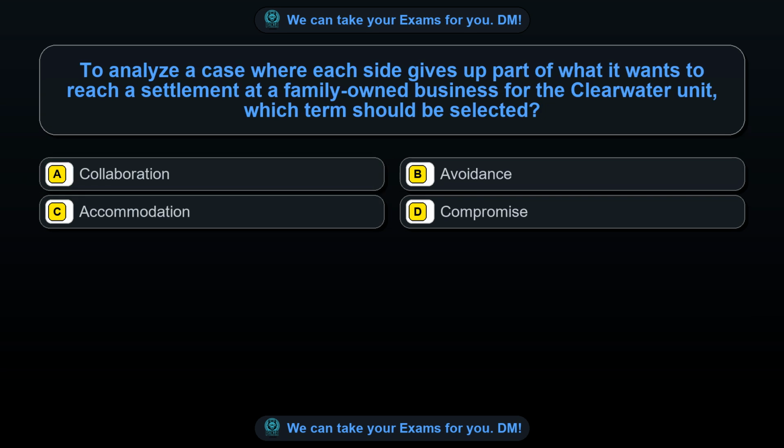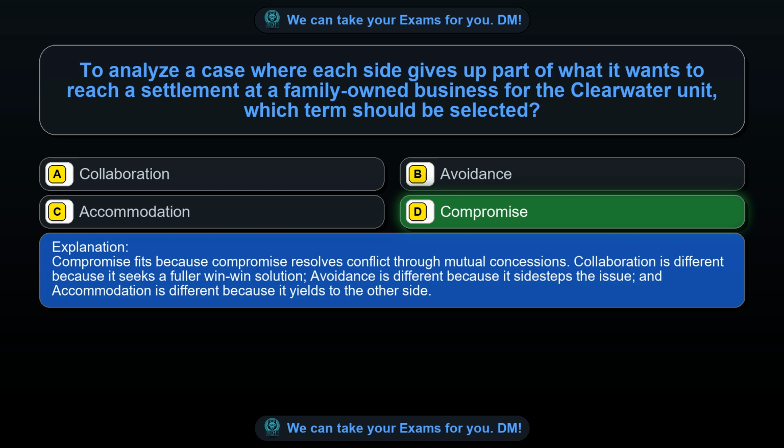Question 15. To analyze a case where each side gives up part of what it wants to reach a settlement at a family-owned business for the Clearwater unit, which term should be selected? Option A, collaboration. Option B, avoidance. Option C, accommodation. Option D, compromise. The correct answer is option D, compromise.